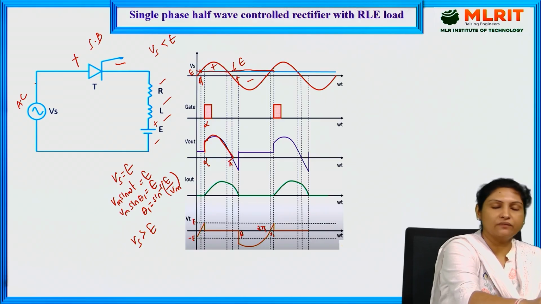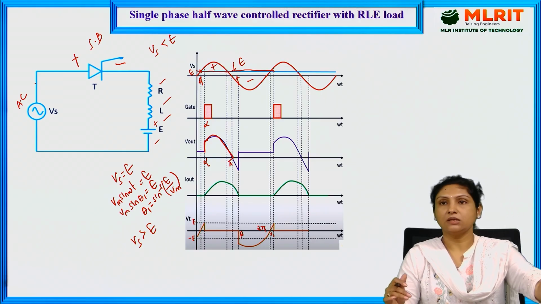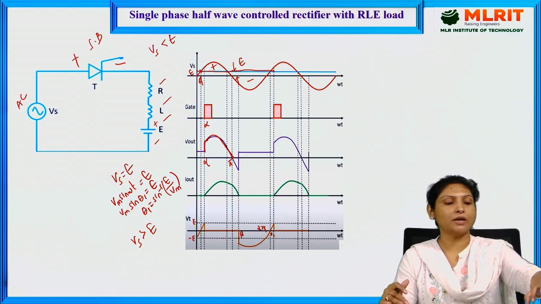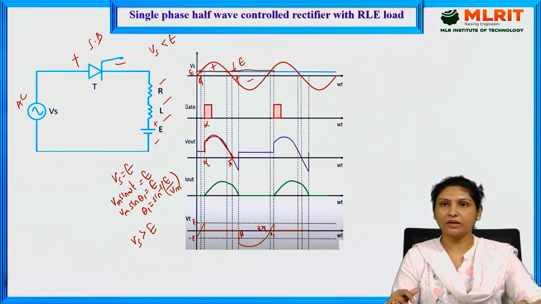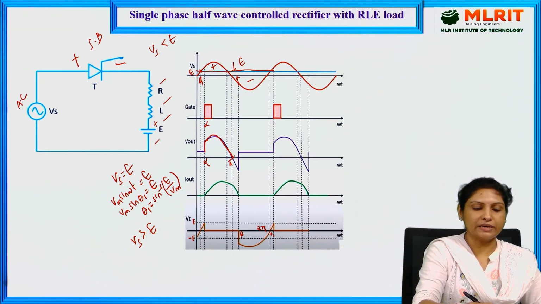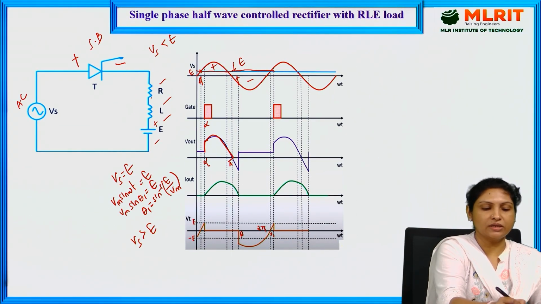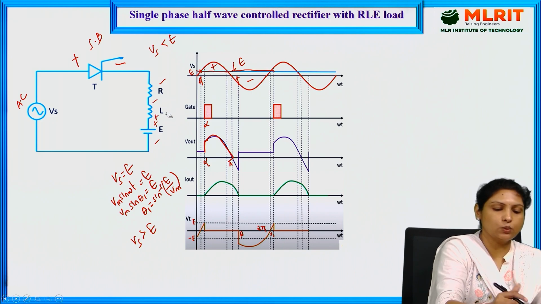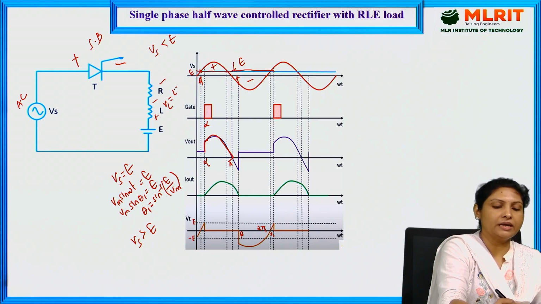See, whenever this thyristor is short circuited, whatever voltage we have provided, that is input voltage Vs, is now applied to the load, and that is how we are getting the output voltage waveform right from alpha to pi. And the moment it reaches pi, whatever the energy stored in the inductor, that is VL is equal to L into di naught by dt.